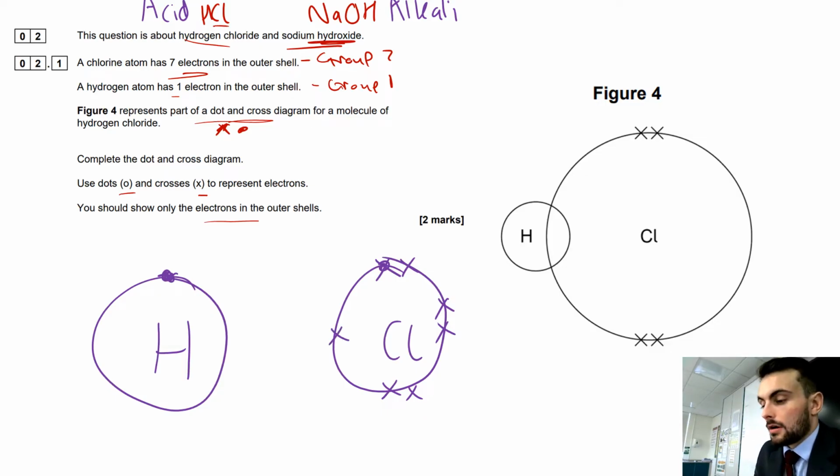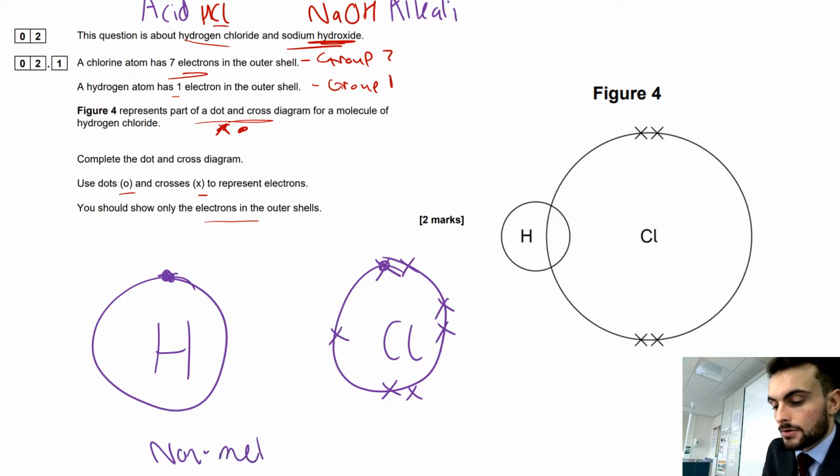We need to think about what these elements are going to do. First off, they are both non-metals, which you should be able to tell from your periodic table. Chlorine is a non-metal. Hydrogen is the only one that's a bit weird because it's a gas, but it's a non-metal.